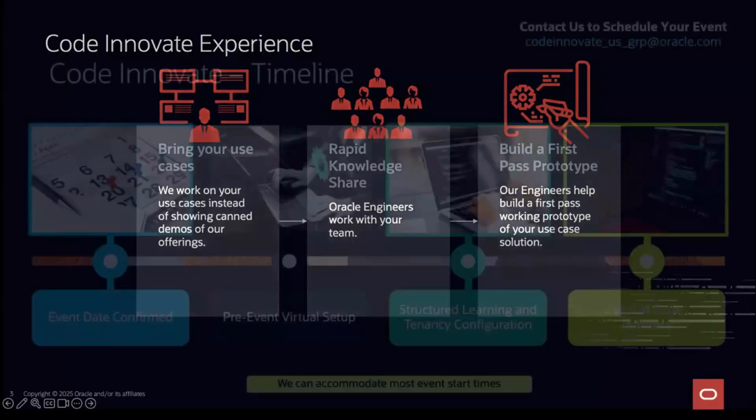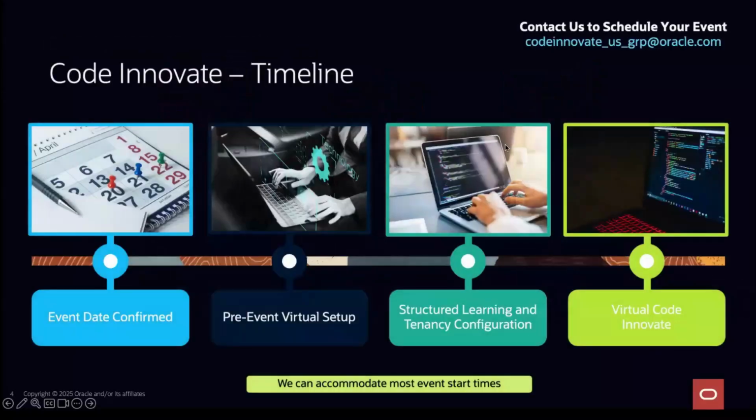So with that being said, here's what the timeline looks like. Once we've agreed on a suitable use case, we're going to determine an event week, and then we'll start working towards that event week itself, or that 20-hour sprint that we will be working on together. So once we establish that, we work towards the week.